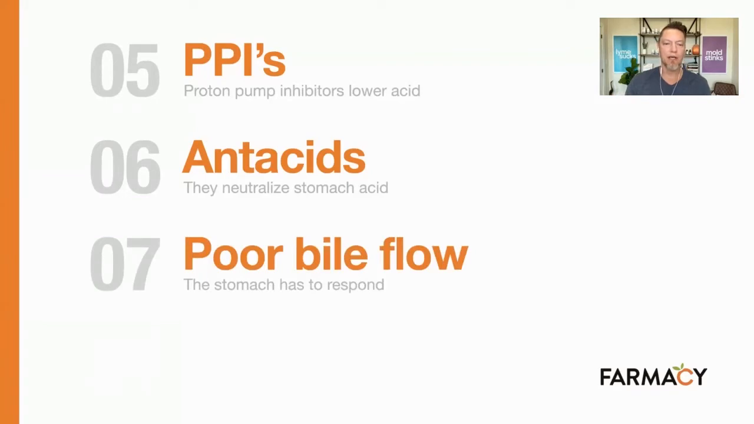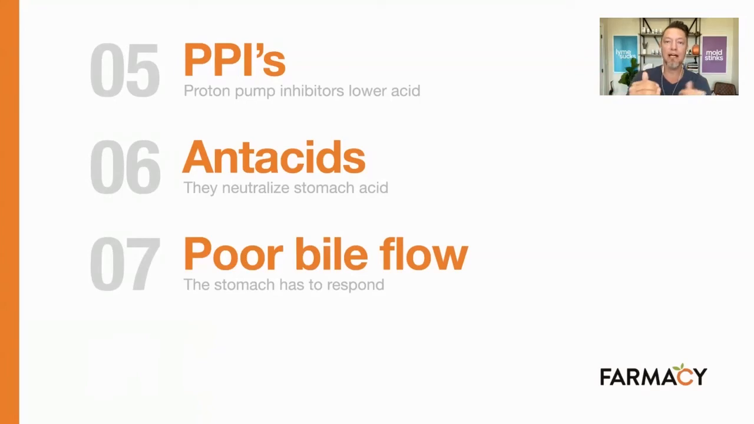Poor bile flow. Stomach acid and bile have a direct relationship. When stomach acid is released with your food into the duodenum and your small intestine, the bile comes in not only to emulsify fats, but it's also coming in as a high alkalizing agent to raise the pH of the stomach acid so that it doesn't just burn through your small intestine.